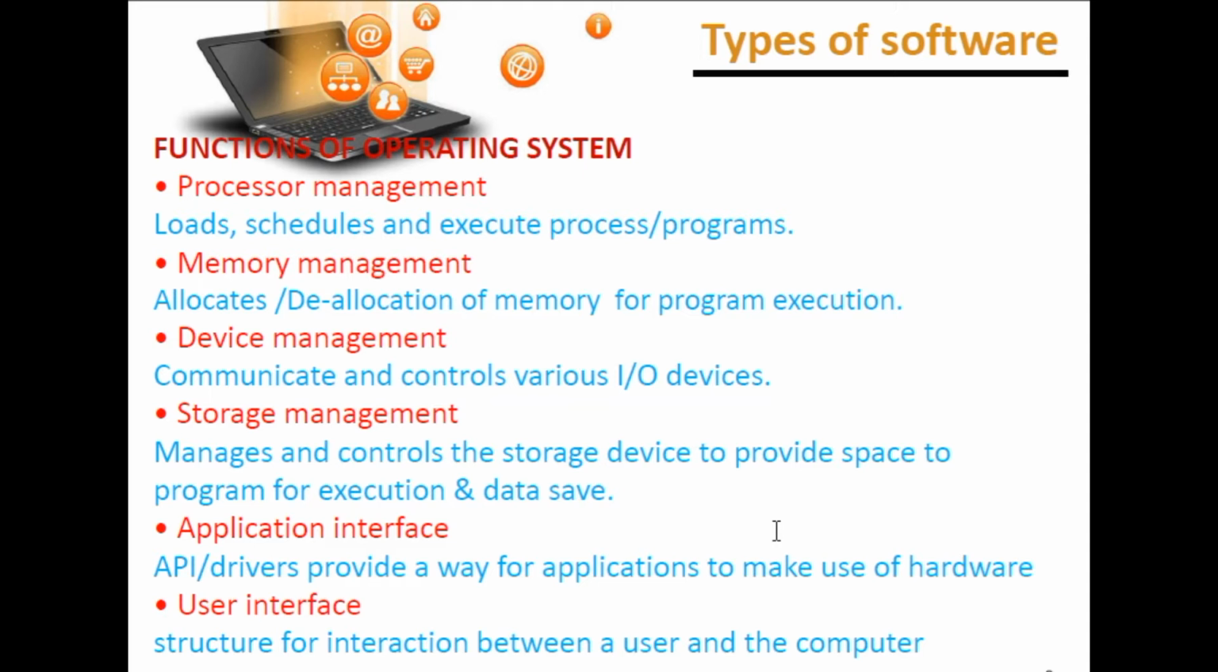Now the next thing is memory management. It allocates and deallocates the memory for program execution. As we know, a process can't run without the help of memory, so to perform the processing we need memory from the RAM. So the operating system will also give the memory according to the time slice, as in the round robin scheduling method.